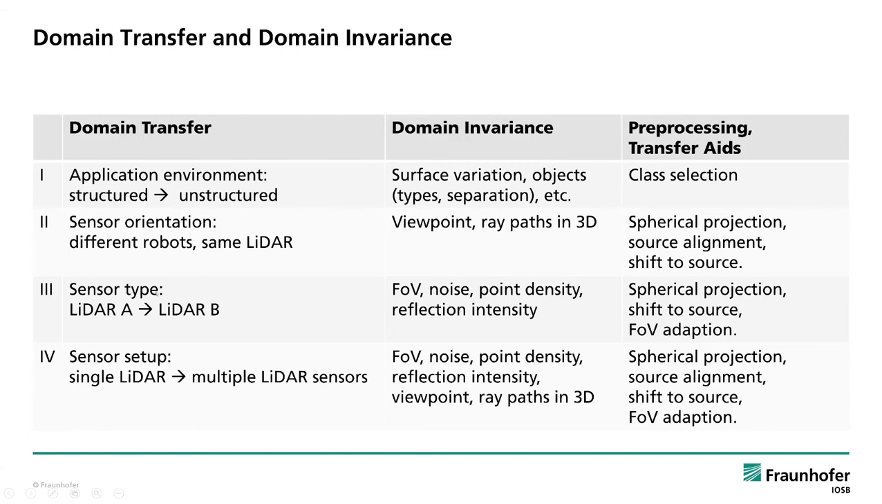We can also have different sensor types. For example, we can train on a Velodyne LiDAR and want to use it on an Ouster LiDAR. Differences here can be the field of view, the noise characteristics, the point density, and also the reflection intensity that is considered in some semantic segmentation architectures too. So what would be adaptations to increase the invariance? Also, of course, the spherical projection here, and additionally the field of view.